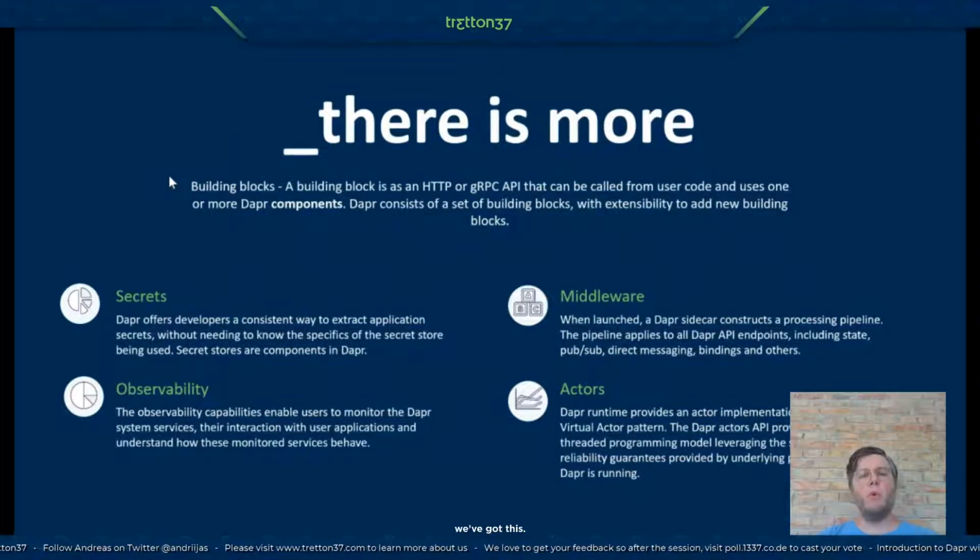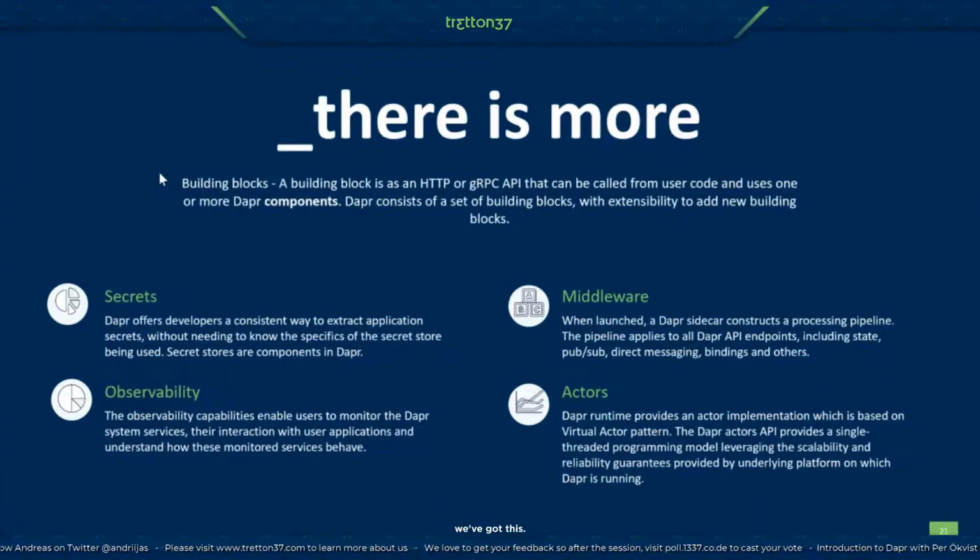But there is a lot more to Dapr than this. So you have secrets management, and you have observability. So when you talk to the sidecar and let the sidecar talk to other sidecars, you have distributed tracing available. So you can have tracing between systems and between other infrastructure components, and Dapr handles that.